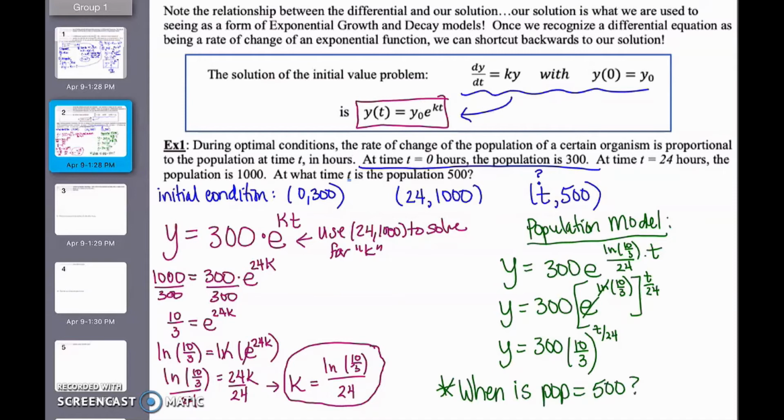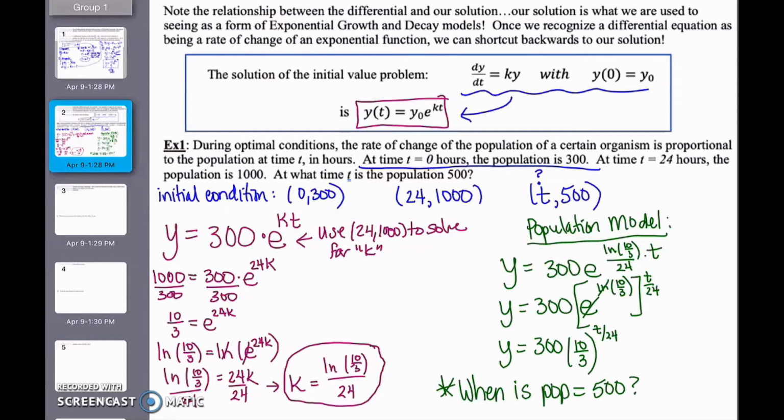Okay, well, there's a couple of ways that we can do this. One way we could do this is to solve it graphically. We could take our graphing calculator and type in this function here, our population model, and then type in 500, which would just be a horizontal line, and calculate the intersection of those two. That is one way that we could solve this problem.